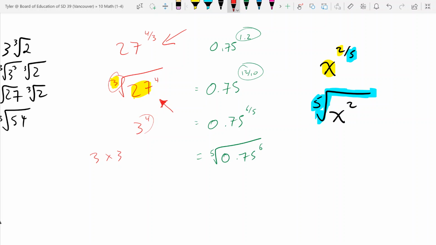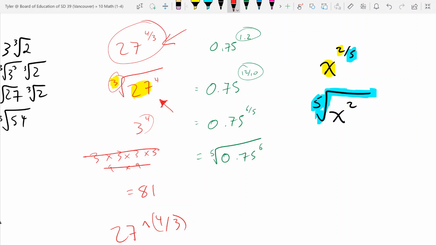Once we applied that cube root, the cube root is gone. 3 times 3 times 3 times 3. 3 times 3 is 9, times 9, this is 81. If we had tried to just do this in our head right away, it would have been complicated. But at the same time, you can punch 27 to the power of 4 divided by 3 into your calculator, and it'll still give you 81 as the right answer. So if you have access to a calculator, you can do these questions pretty easily. So that's it. That's how you do these types of questions.